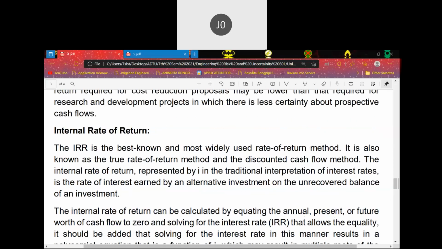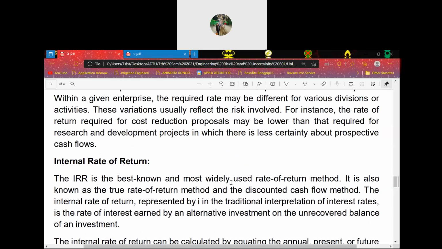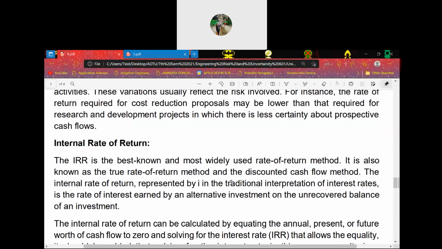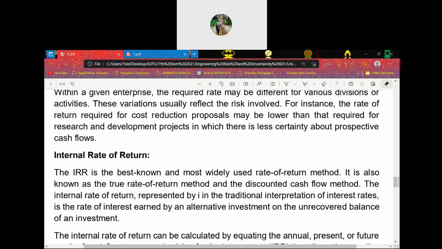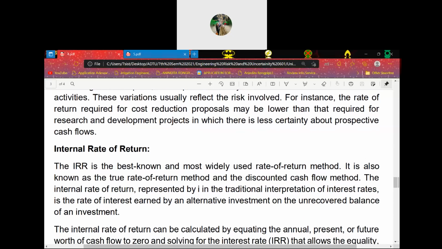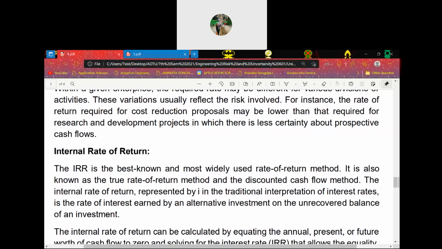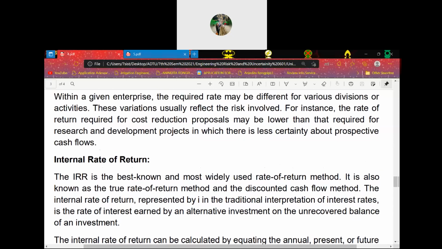So in continuation with the previous class, next is the internal rate of return, which is IRR, and it is best known and widely used for the rate of return method. It is also known as the true rate of return method and the discounted cash flow method. The internal rate of return is represented by i in the traditional interpretation of interest rates, and it is the rate of interest that is being earned by the alternative investment on the unrecovered balance of an investment.